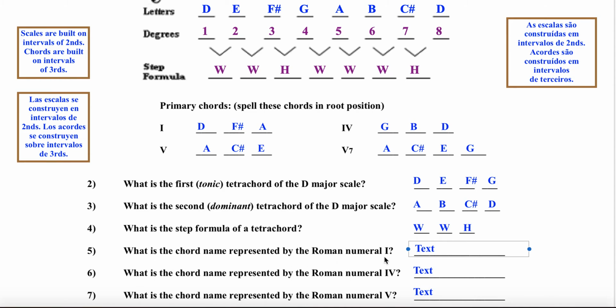Alrighty, moving on. What's the chord name for the Roman numeral 1 we just discussed? Is the tonic chord. The Roman numeral 4 indicates the subdominant chord, and the Roman numeral 5 is the dominant. Don't mix these up with scale degrees. Scale degrees are just numbers. The Roman numerals indicate triads that are built on those particular scale degrees. Move on to the next slide.